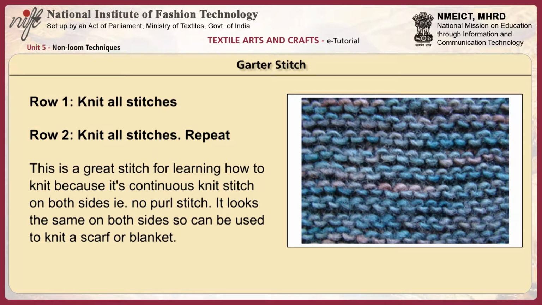Row 1. Knit all stitches. Row 2. Knit all stitches. Repeat. This is a great stitch for learning how to knit because it is continuous knit stitch on both sides, that is no purl stitch. It looks the same on both sides, so can be used to knit a scarf or blanket.